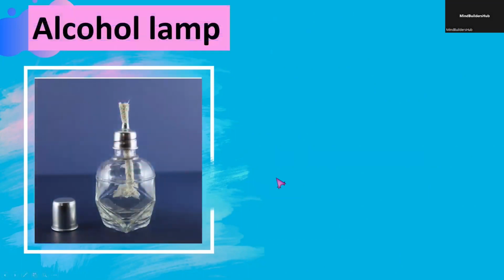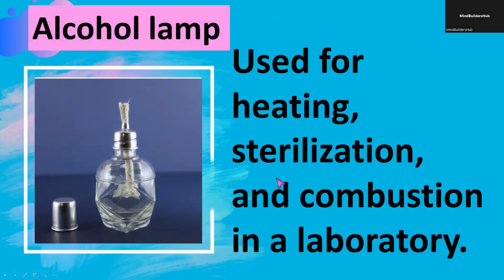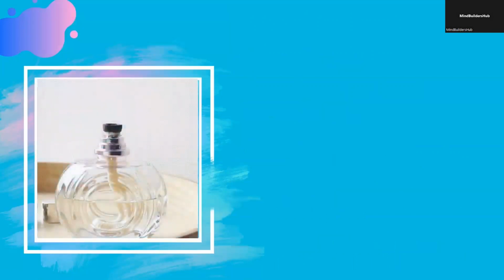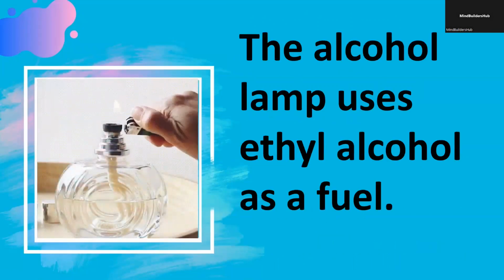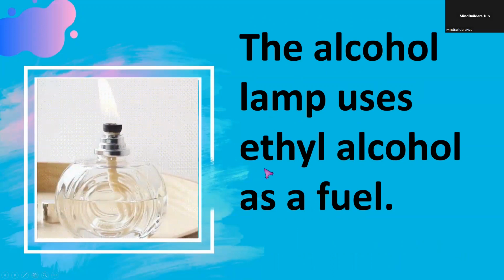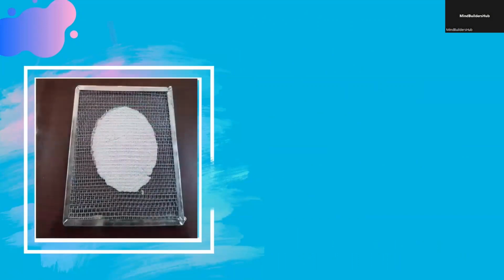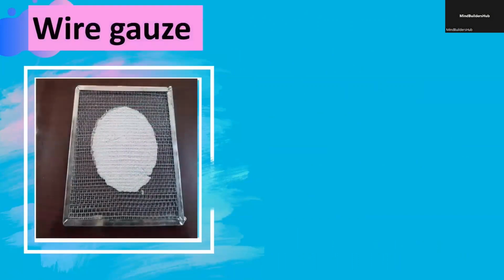Next is the alcohol lamp. The alcohol lamp is used for heating also, sterilization, and even combustion in a laboratory setup. The alcohol lamp uses ethyl alcohol as the fuel. And as simple as that, it can produce a low amount of flame, unlike the Bunsen burner.